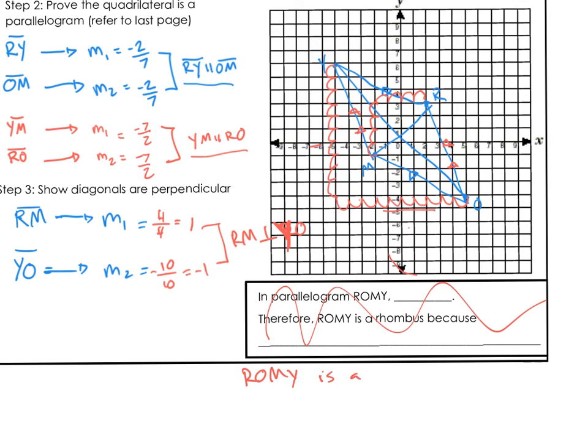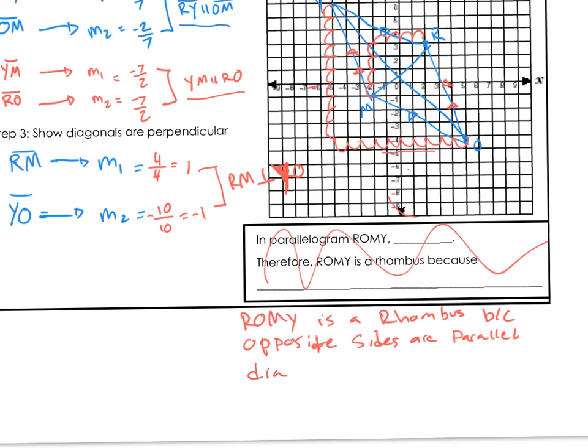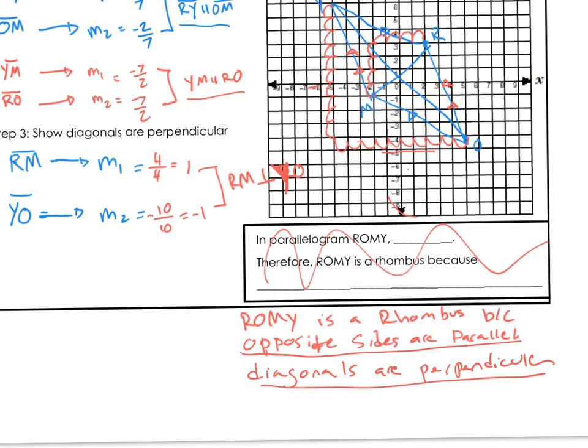ROMY is a rhombus because opposite sides are parallel and diagonals are perpendicular. All right, and that's just restating the two properties that we proved.